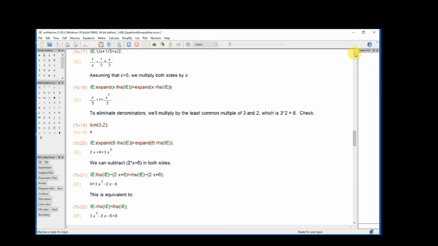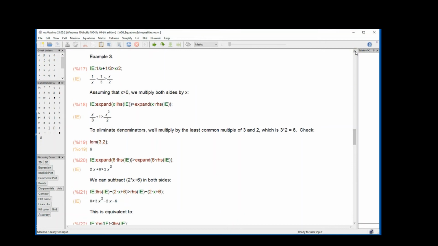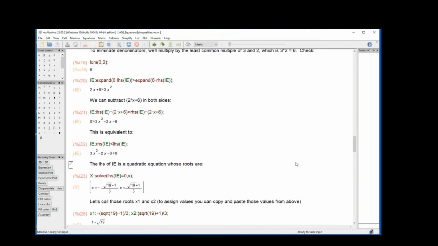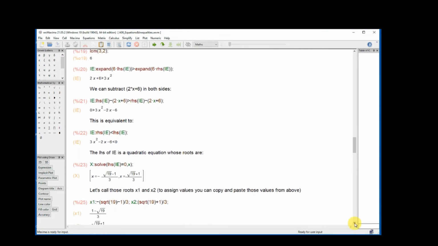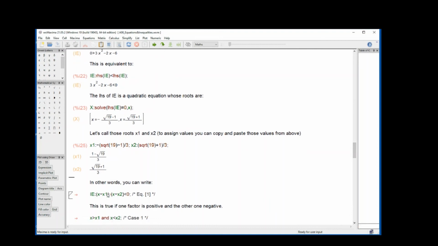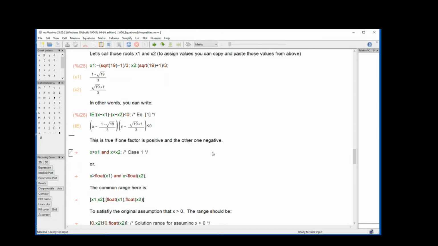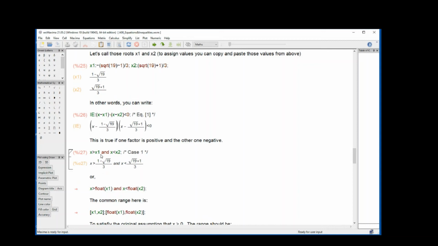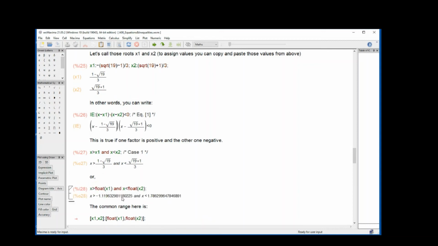After having solved that equation using solve, we're going to learn more details on how to solve quadratic equations later on, but at this point we're going to rely on the factoring. It turns out that we can write the inequality this way, and I'm going to call that my equation 1. So this is true if this is positive and this is negative, which means this. Using float, that means x greater than negative 1.11 and x less than 1.78.